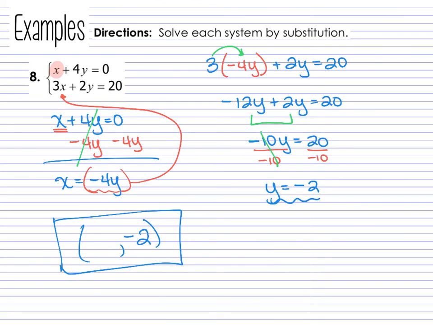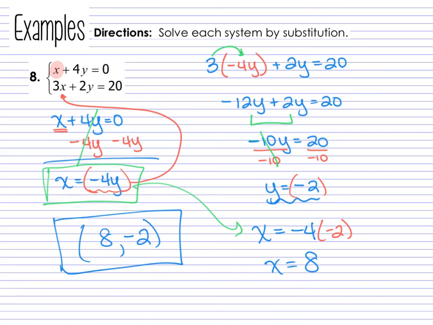But I have to find what x is. So I'm going to use this equation where I've technically already solved for x, and I'm going to substitute what we found for y in it. So x is equal to negative 4, but instead of y, I'm going to write in negative 2. So x is equal to negative 4 times negative 2, which is a positive 8. My answer is 8 comma negative 2.